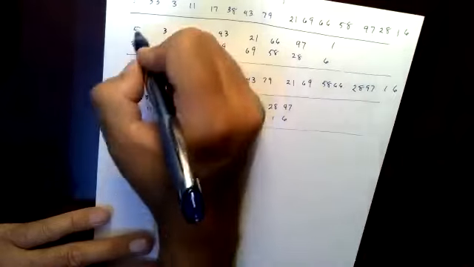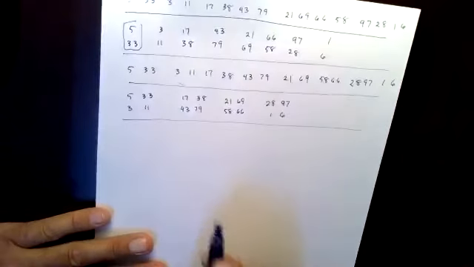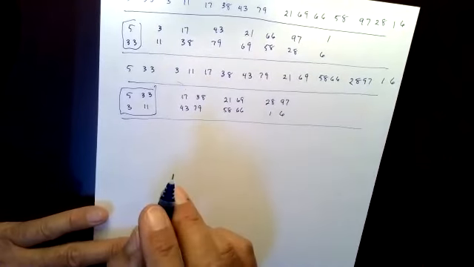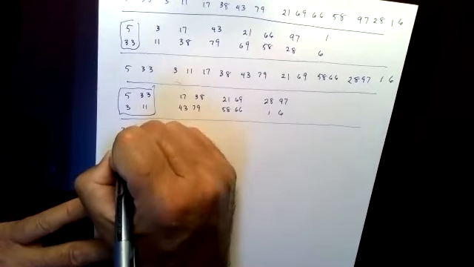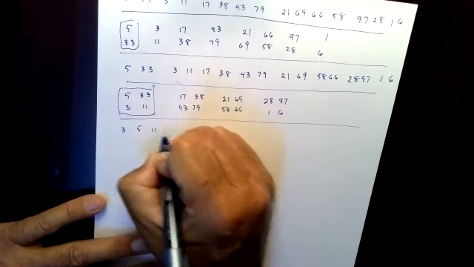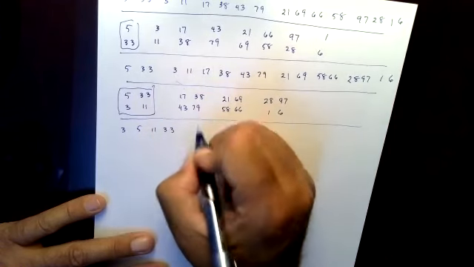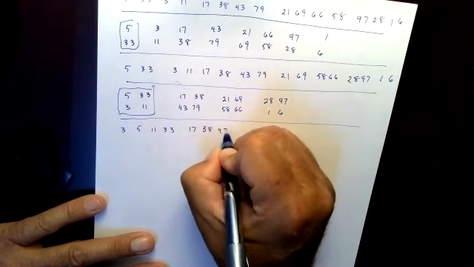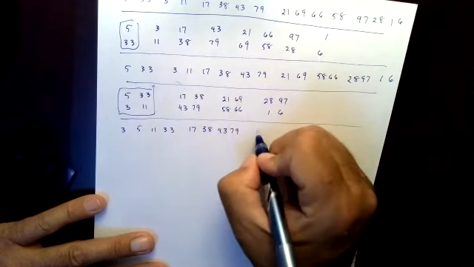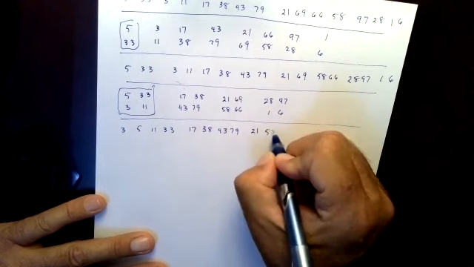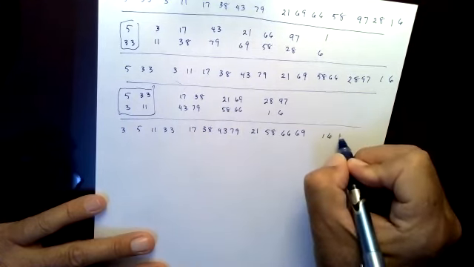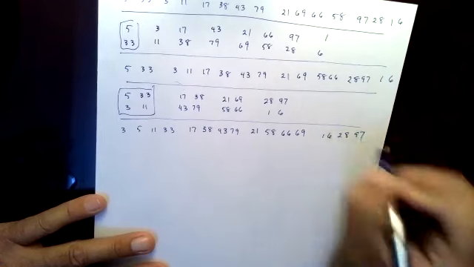Now I'm going to merge. So up here I merged singles. Now I'm going to merge lists of length 2. So now I'm going to have 3, 5, 11, 33. I'm going to have 17, 38, 43, 79, 21, 58, 66, 69, 1, 6, 28, 97.